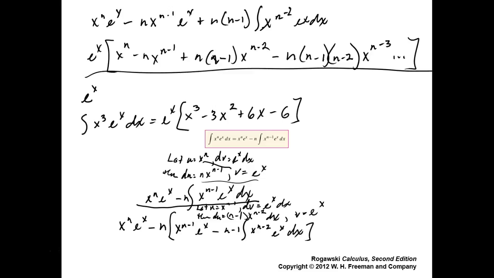Basically what you're doing, you factor out the e to the x, you have x cubed minus 3x squared plus 6x minus 6. You're alternating the signs every time. You see? So we don't have to do like let the u equal, like we did before, but we just plug that value into that formula.